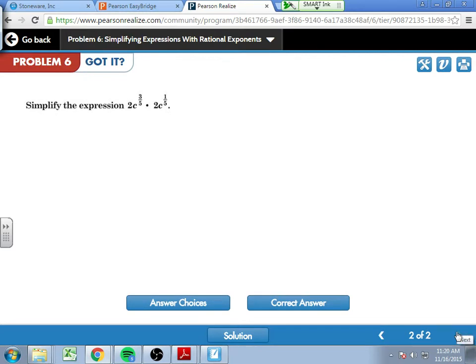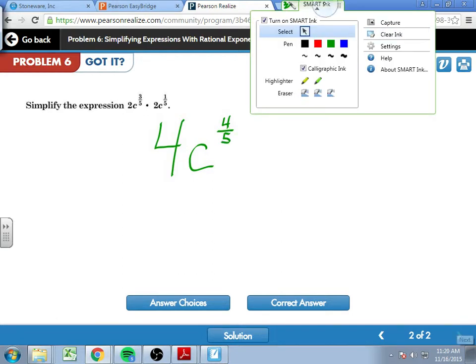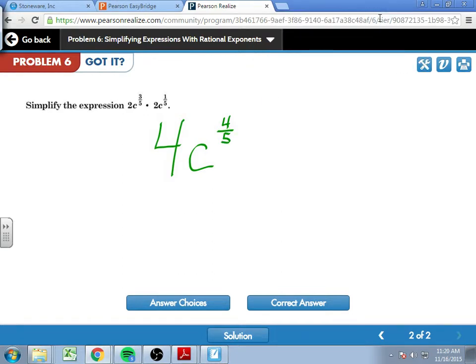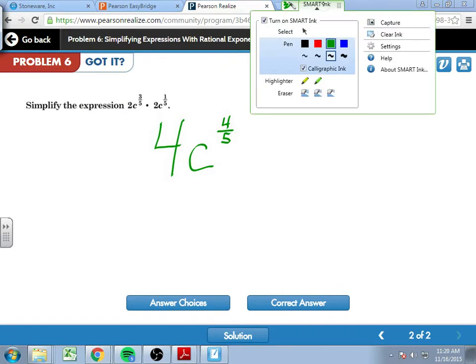Try this on your own. Kale? 4c to the 4/5. Yep, this one was easier than the example. 4c to the 4/5. Yeah, we have to say to the 4/5. You can't just say 4/5.